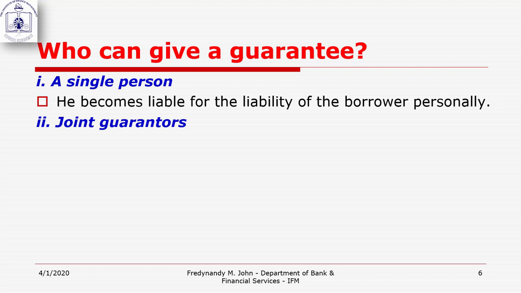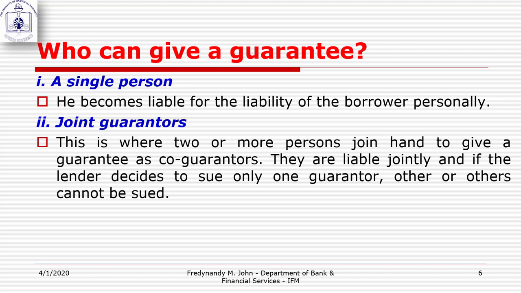Number two, joint guarantors. Joint guarantors are as well allowed to serve as guarantors. How? Remember, a single person, we're talking of only one man. Now, as the joint guarantor, here we're inviting more than one person. It can be 2, 3, 4, 5. These persons are simply known as the co-guarantors. In this setting, they all agree to be liable jointly to repay the loan in case the principal debtor has failed to meet his contractual obligations as per the contract.